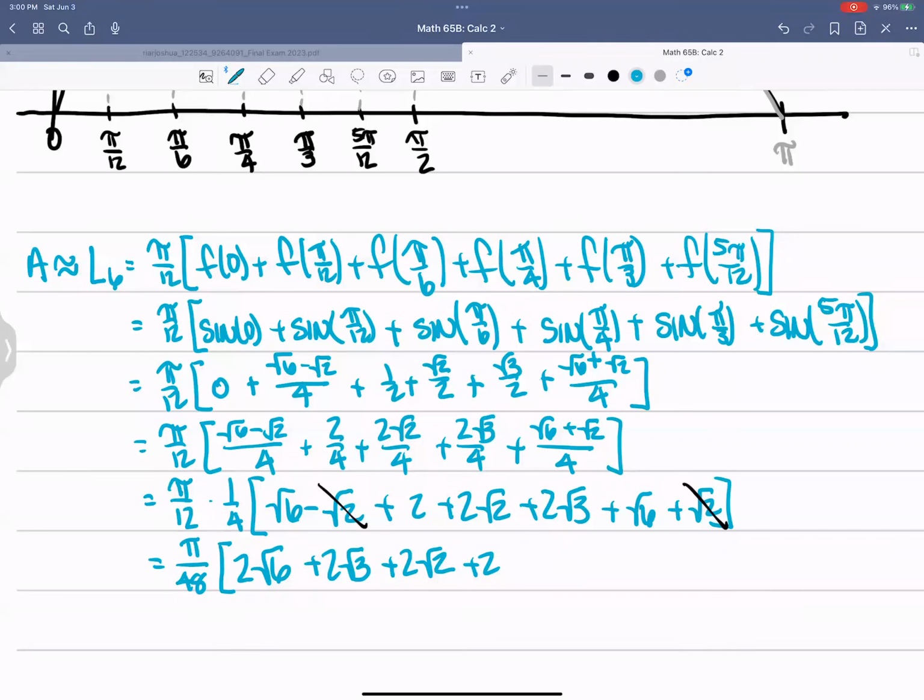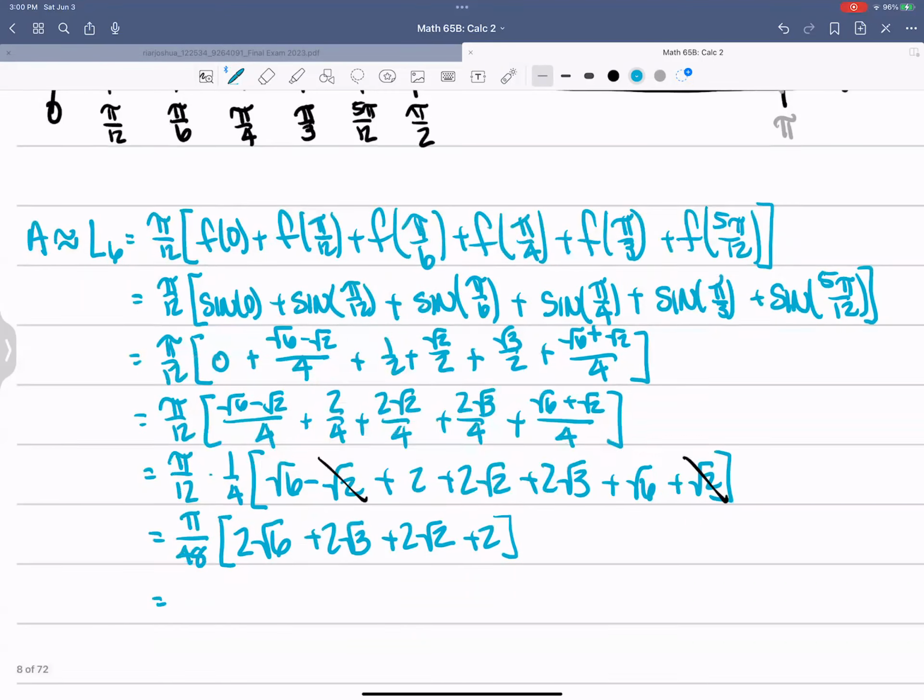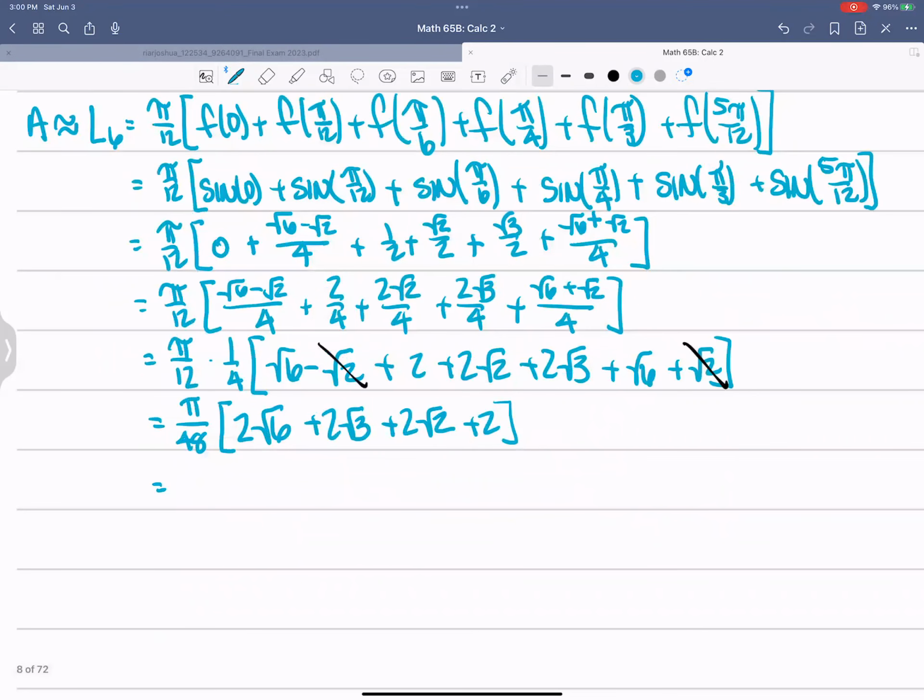All right, let's see from here. We're able to simplify these a little bit. Each of these has a 2, so we can factor out that 2, and that gives us 24 here. So we have pi over 24 times root 6 plus root 3 plus root 2 plus 1.